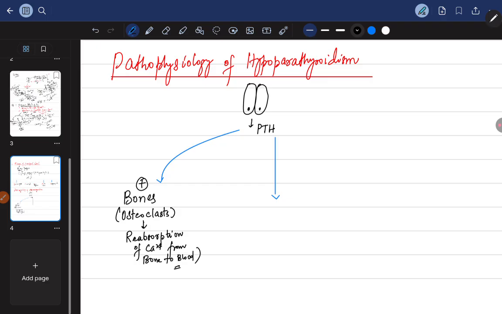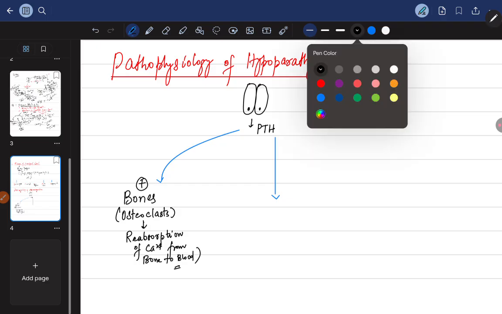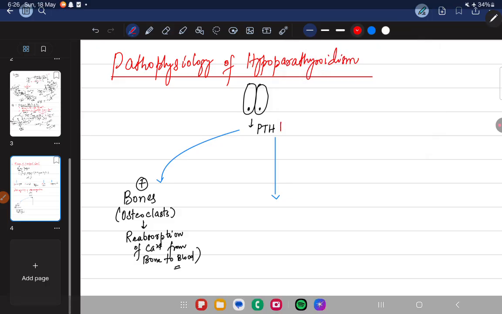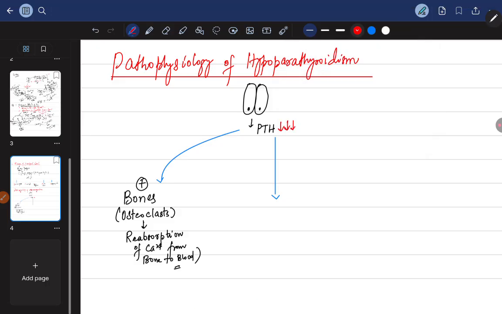So in the pathophysiology, whenever there is decreased secretion of parathormone because of the different conditions that I already discussed in the etiology, there will be decreased activation of these osteoclasts, and they will lead to decreased reabsorption of calcium from the bones into the blood, and finally there will be decreased calcium in blood. Okay, there will be hypocalcemia. Normal, this is self-explanatory.